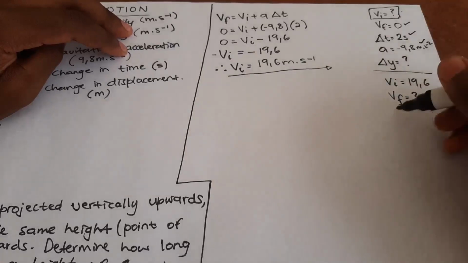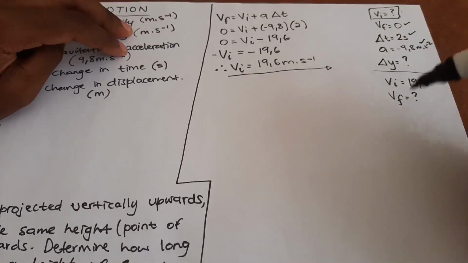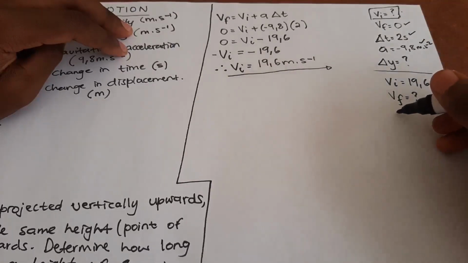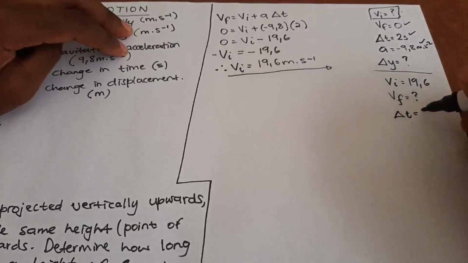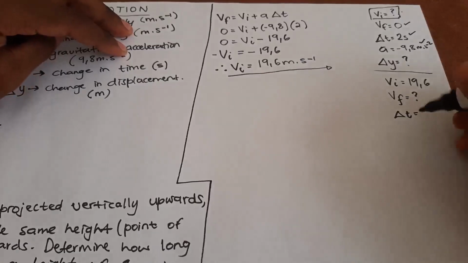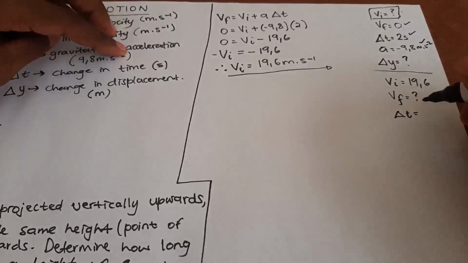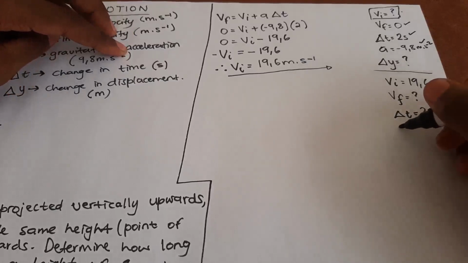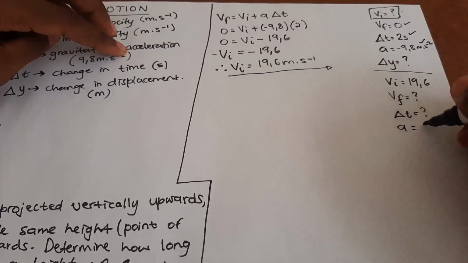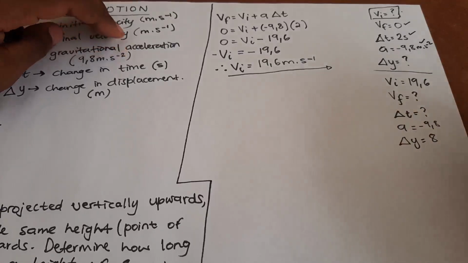Let's say we don't know it at that 8 meters. What's going to be the change in time? We don't know, right? Yes, we don't know the change in time. What's our acceleration? Also negative 9.8. What's our delta y? It is equal to 8 meters, right? Yes, that's how it goes.